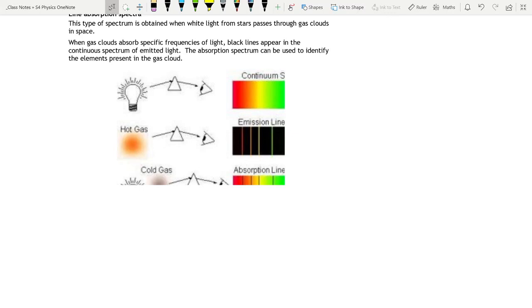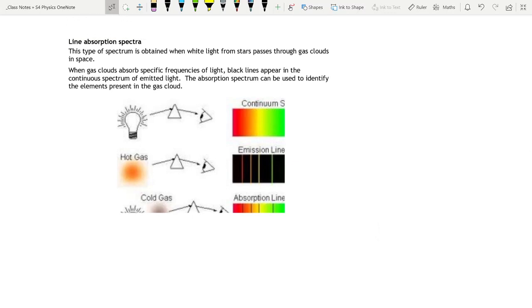Okay? An absorption spectrum happens when electrons absorb some energy so they can move. So this line absorption spectrum, this type of spectrum is obtained when white light from stars passes through gas clouds in space. When gas clouds absorb specific frequencies of light, black lines appear in the continuous spectrum of emitted light. The absorption spectrum can be used to identify the elements present in the gas cloud.